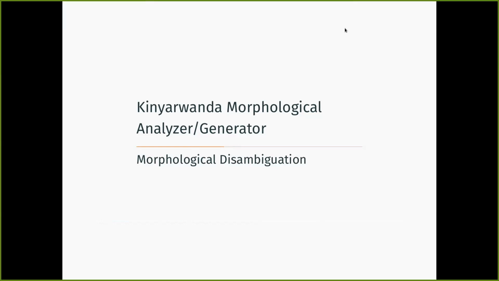Next, I want to talk about the morphological disambiguation, but I want to check first if there are some questions in the comments before we go to that next section. Okay, so first question, how did you approach the numerals?